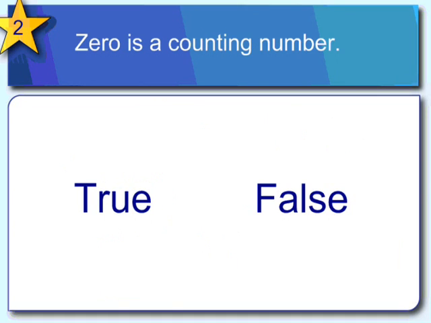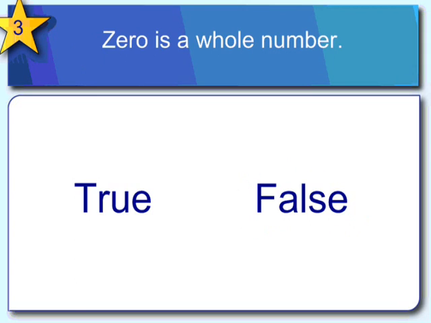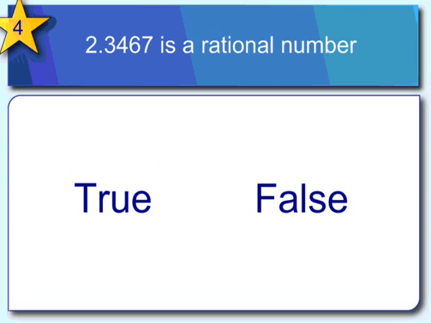0 is a counting number, true or false? Well, the answer to that is false. When you're counting things, you don't start with the number 0, you would start with 1. 0 is a whole number, true or false? Well, the answer there is true. The difference between whole numbers and counting numbers: whole numbers include all the counting numbers and 0.